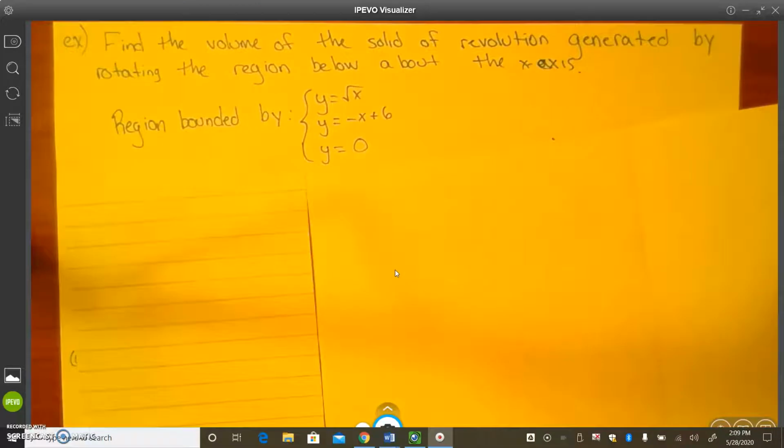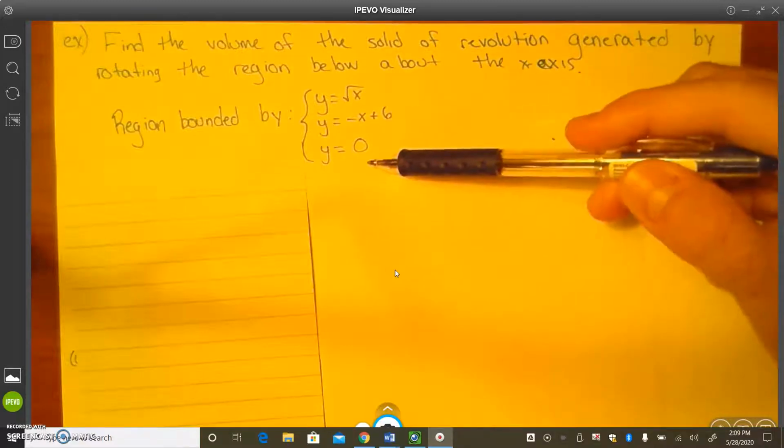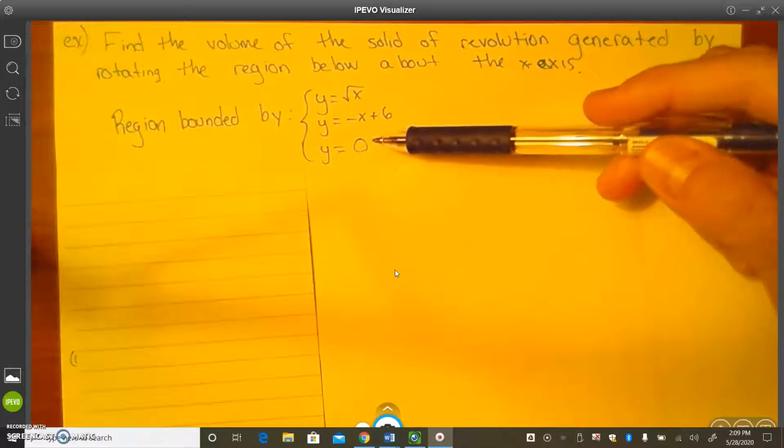We are going to have a region given to us bounded by the equations we see here. And I want to find the volume of that region rotated around the x-axis. So the three equations are square root of x, negative x plus 6, and y equals 0. Basically, y equals 0 is the x-axis, but I'm giving it a more formal name.